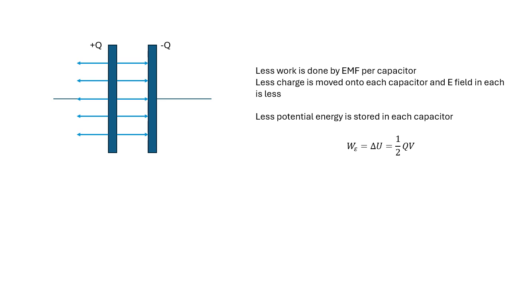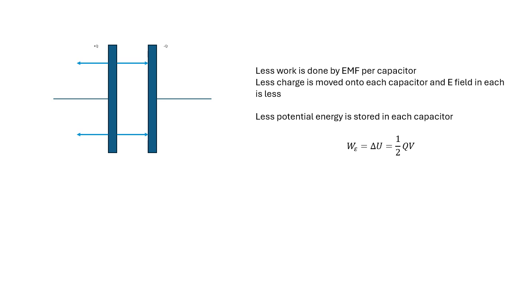If you add more and more capacitors into a series circuit, the EMF can do less work per capacitor. It means that it moves less charge onto each capacitor, and the electric field on each capacitor becomes less. The result is that less potential energy is stored in each capacitor. So the work by the EMF that becomes stored in each capacitor is half times the charge on the capacitor times the potential difference across it. And both Q and V are going to be less.